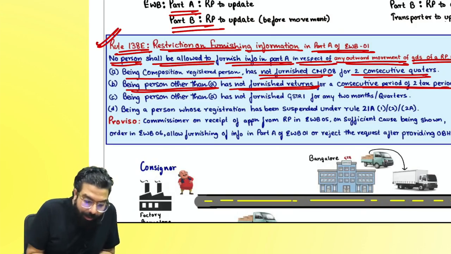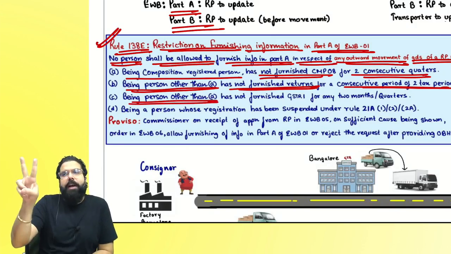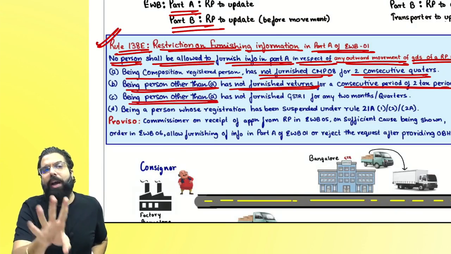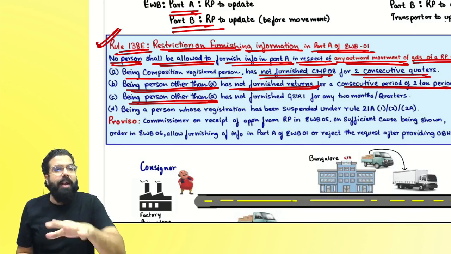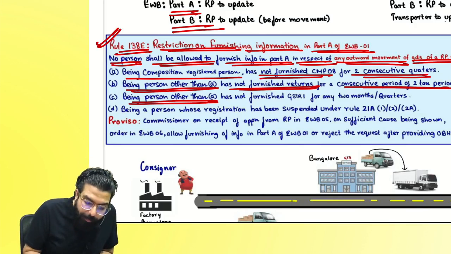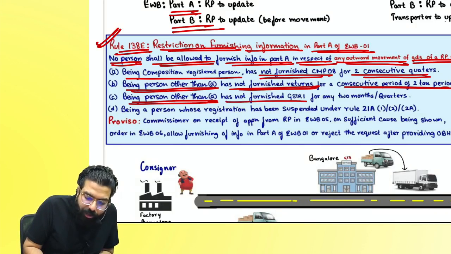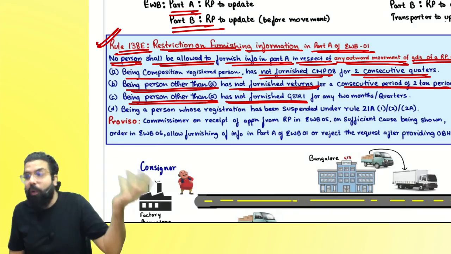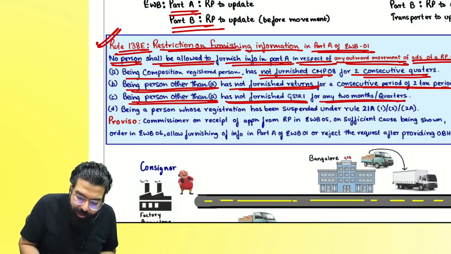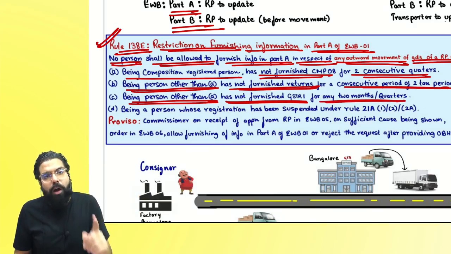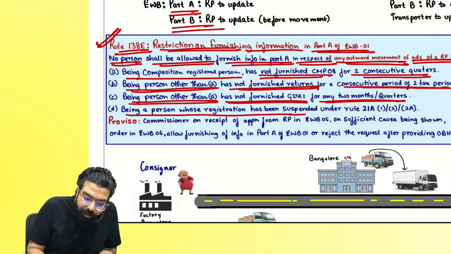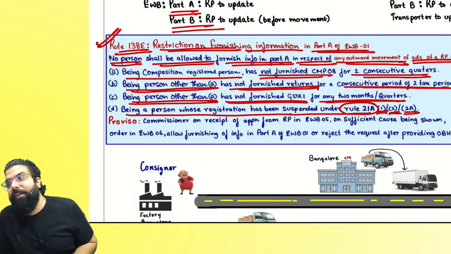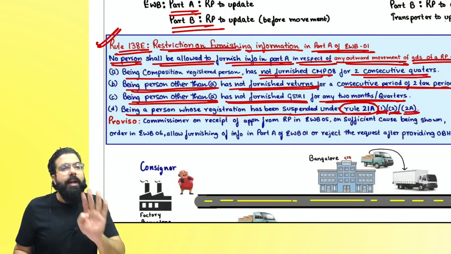Being a person, number 1, a composition dealer, CMP 08 not filed for 2 consecutive quarters. A normal person, 2 monthly returns or 2 quarterly returns not filed. Then in that scenario, the e-way bill portal will be blocked. If you are a person other than a composition dealer, a normal person, who has not furnished GSTR 1, which is the details of outward supply, for any 2 months or any 2 quarters, then also the e-way bill will be blocked. Or if you are a person whose registration has been suspended under Rule 21A(1), (2) or (2A), then also you will not be able to generate an e-way bill.